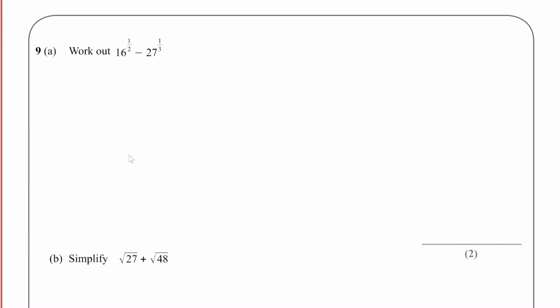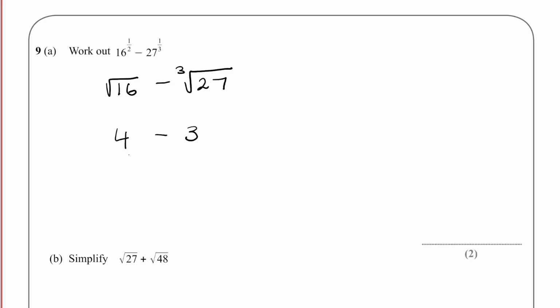Question 9, part A. Work out 16 to the power of a half, take away 27 to the power of 1/3. The power of a half means square root, and the power of a third means cube root. Square root 16 is 4, because 4 times 4 is 16. And the cube root of 27 is 3, because 3 times 3 times 3, 3 cubed, is 27.